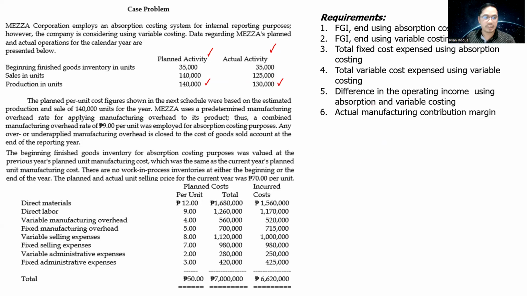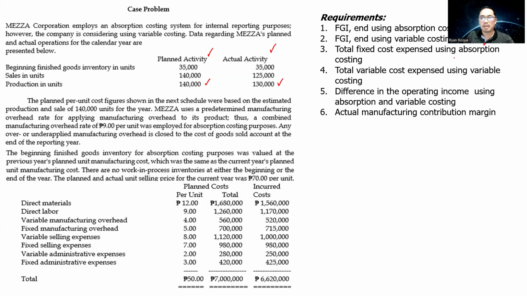Before we read the entire problem, let's take a look at the questions first. So what are the questions? Number 1, we are asked for the ending inventory under absorption. It doesn't matter how long the problem is, we just have to get the data that we need. For number 2, we are asked for the finished goods under the variable costing method. So again, we just have to know the unit cost and multiply it with the number of units at the end of the period. And for number 3, we are asked for the total fixed cost expense under the absorption costing method.